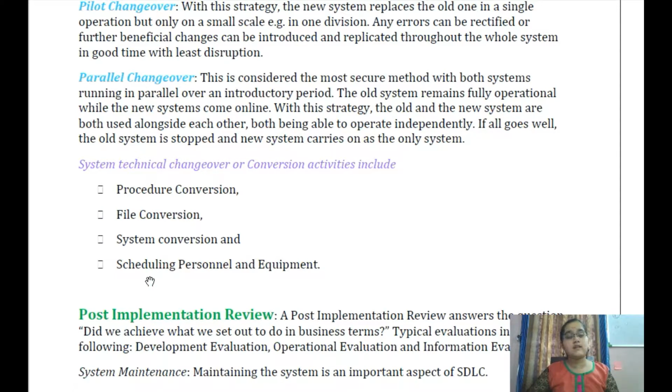Then comes the last technical change, which must be done: scheduling personnel and equipment. It means you're making the people ready to use the equipment and giving appropriate training. Scheduling this job by the system manager will be very difficult, because it is not easy to coordinate all the people who are affected by the system and give them proper training.